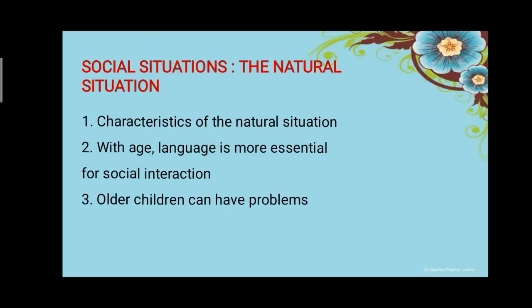And next, social situation, the natural situation. The first is characteristic of the natural situation, and the second is with age. Language is more essential for social interaction. And the last is older children can have problems. Of course, because for older children it is very difficult to remember and to understand the language, to know what the new language is in their life, because they don't know the meaning of the language. I mean, older children especially have to work harder in learning a second language.